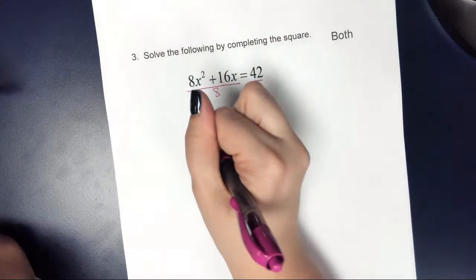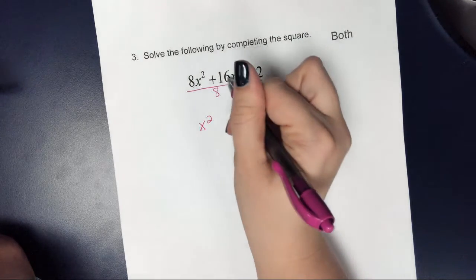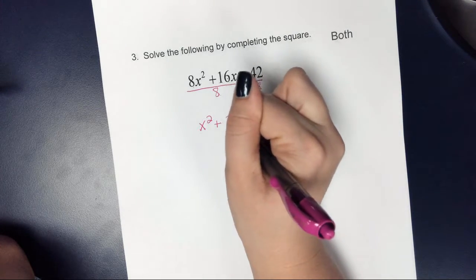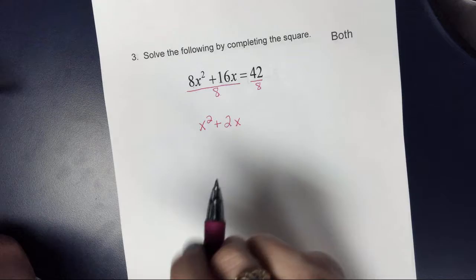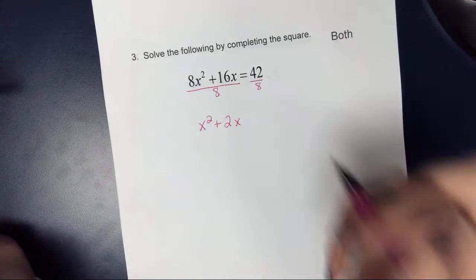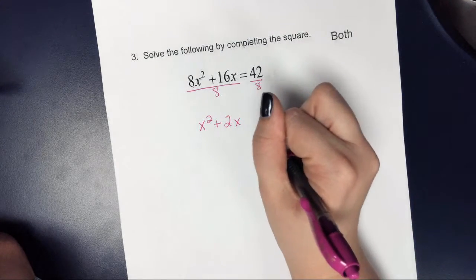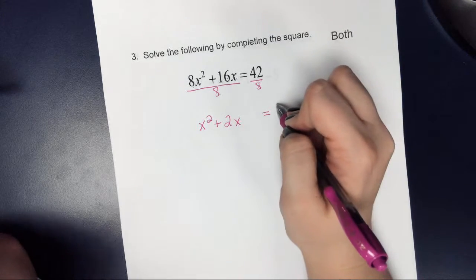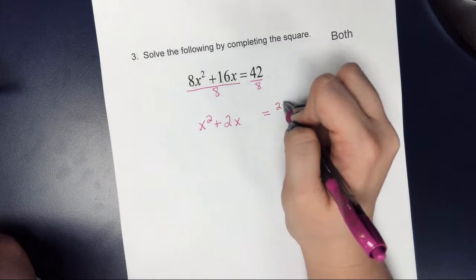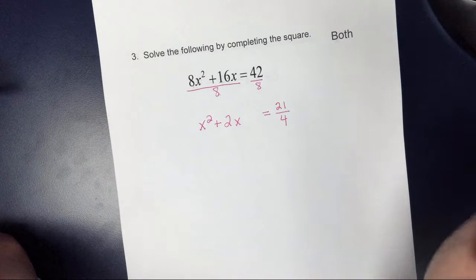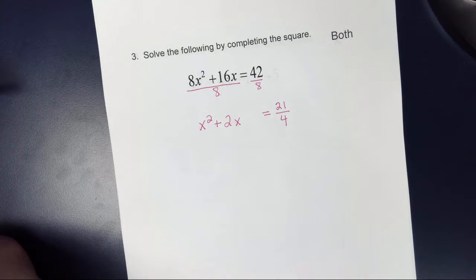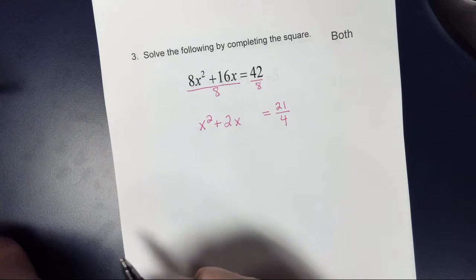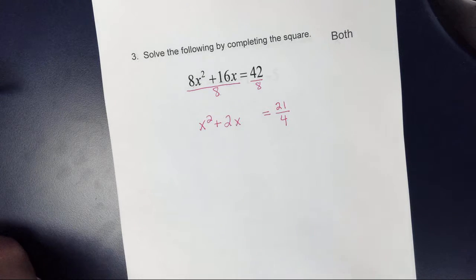So 8 divided by 8 is x squared. 16 divided by 8 is 2x. And then this is going to be equal to 42 divided by 8, which is actually going to be 21 over 4. Okay. So it gives me that fraction. I know you don't want to see that, but you're going to have to learn how to work with fractions.